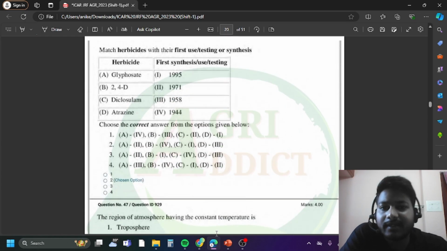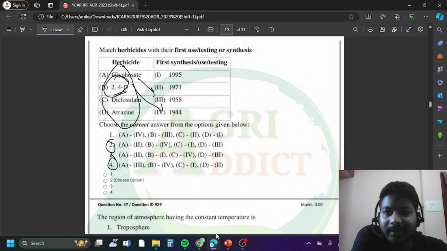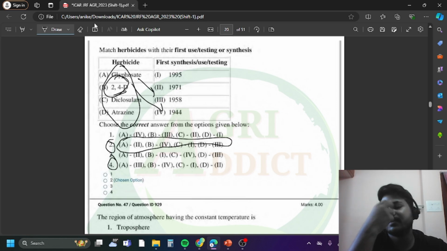This is one question, very new to all of you, but if you guess, you can easily attend the question. Out of these four, glyphosate, 2,4-D, diclosulam and atrazine, I know only 2,4-D. It was synthesized in 1944. Glyphosate was synthesized in 1971. So B is 4, which gives option number 2 and option number 4. Then I came to know that glyphosate is 1971, so A is 2. Where A is 2 and B is 4, that option will be correct. Like that you can do the match the following, very easy.